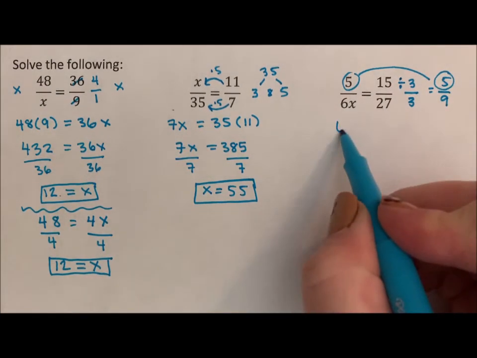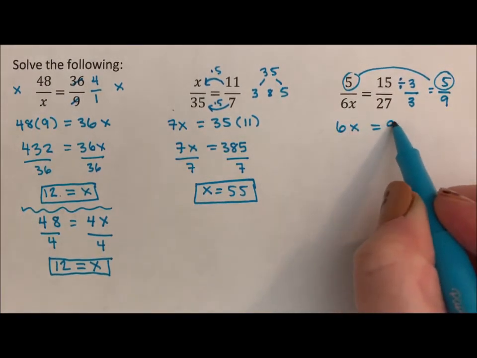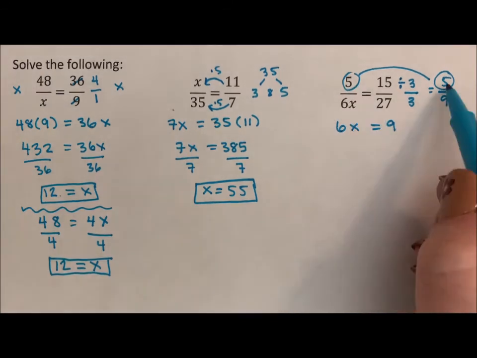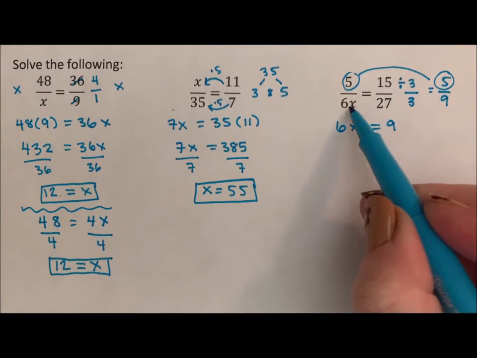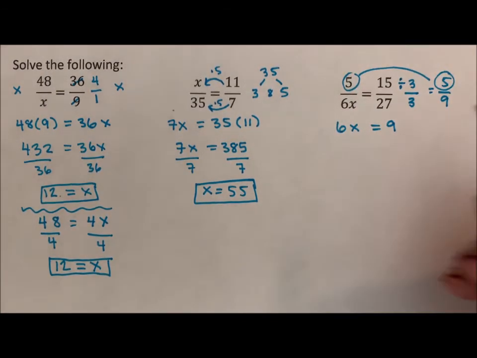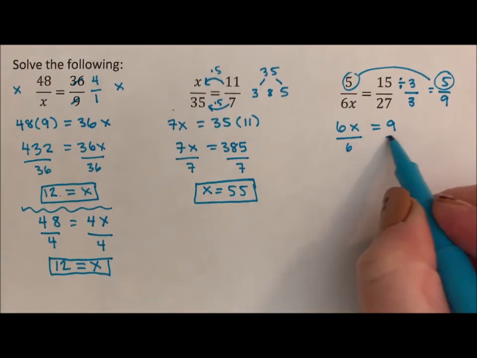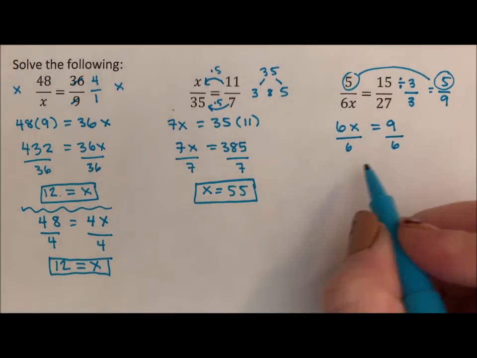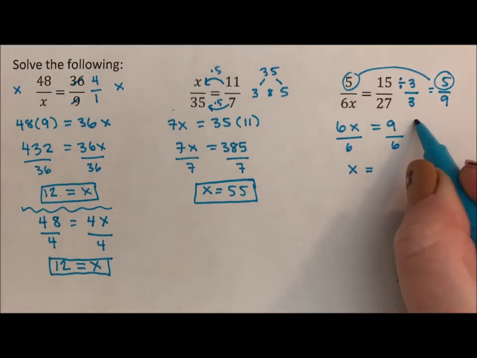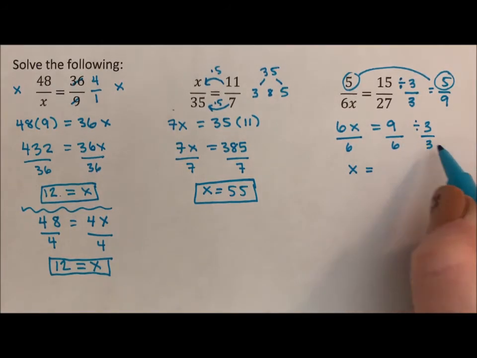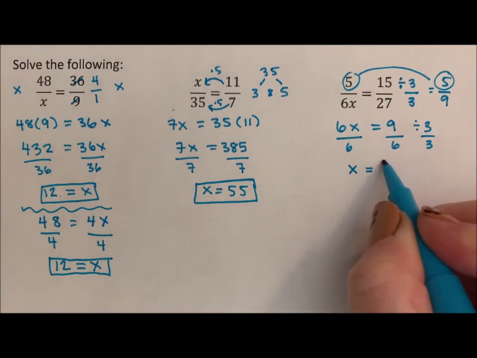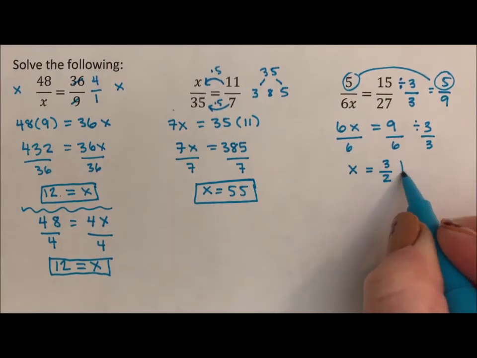That means that 6x has to equal 9. If the numerator is equal to the numerator, then the denominator has to equal the denominator. If I divide both by 6, then x is equal to, let's see, divide by 3, 3 halves.